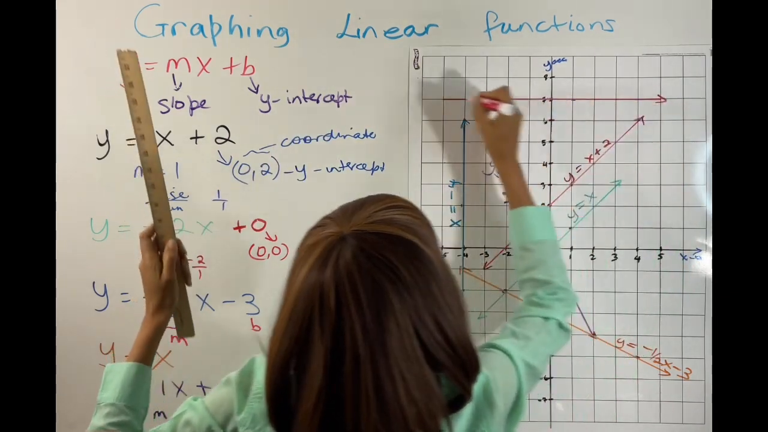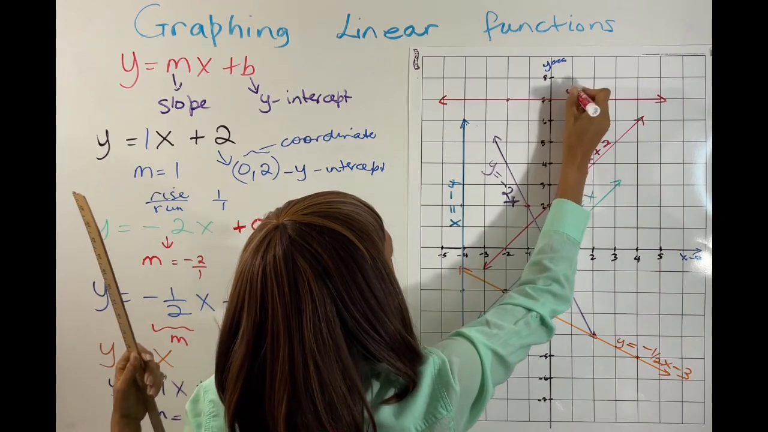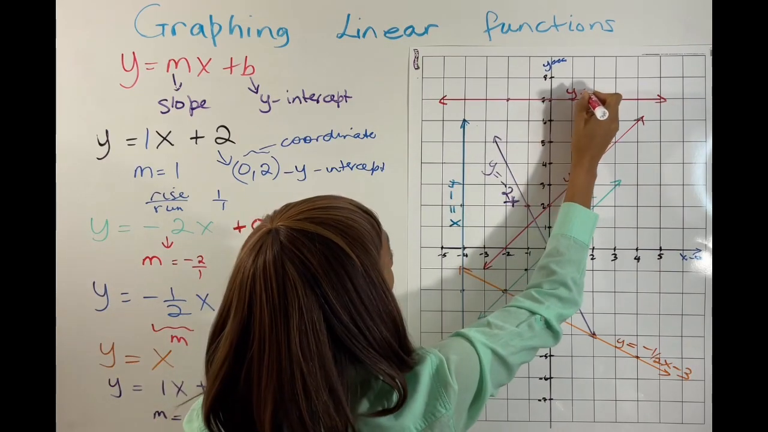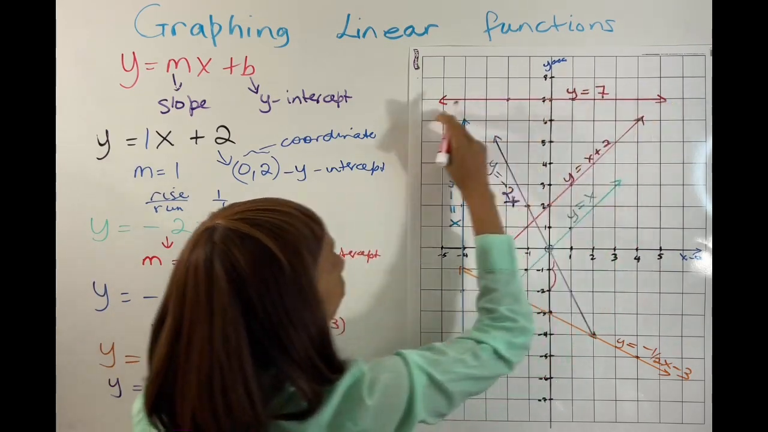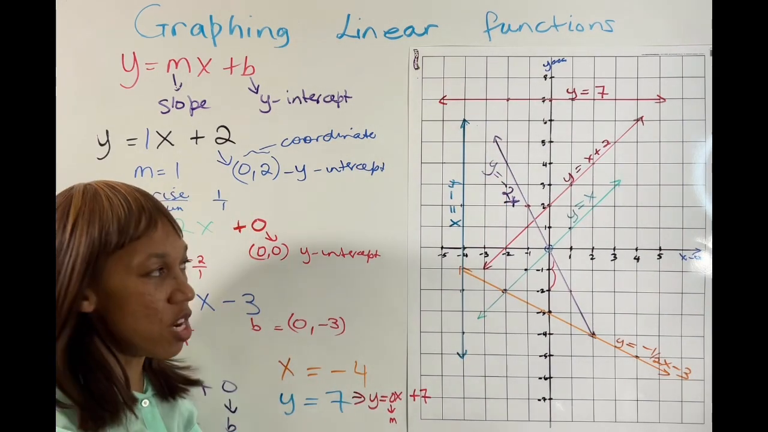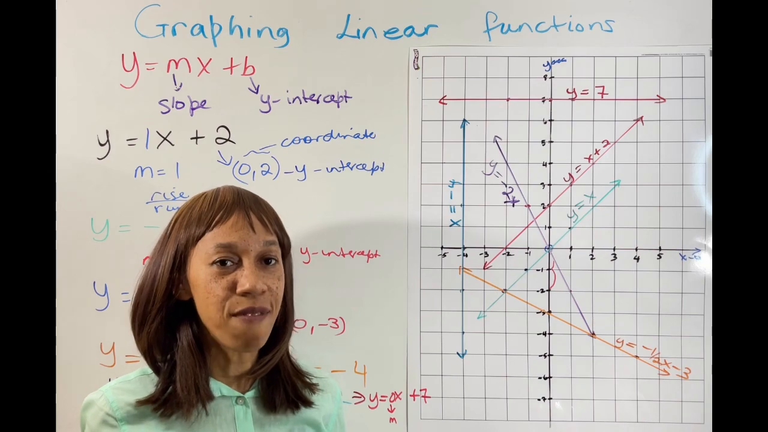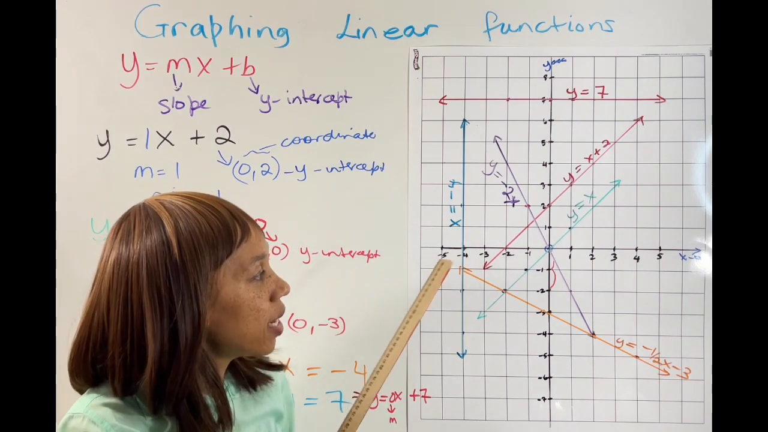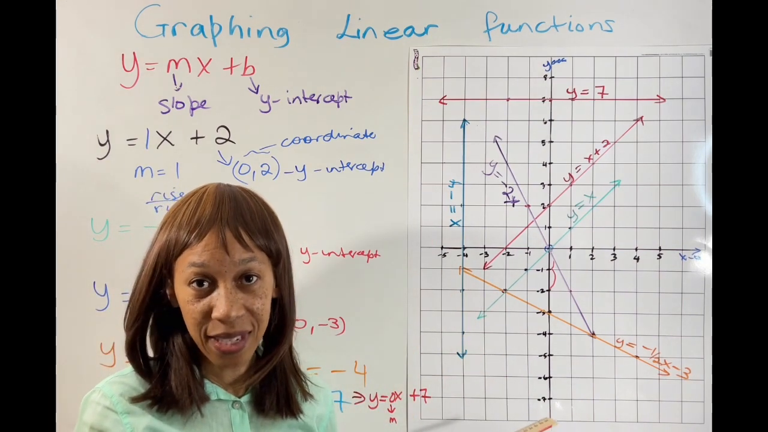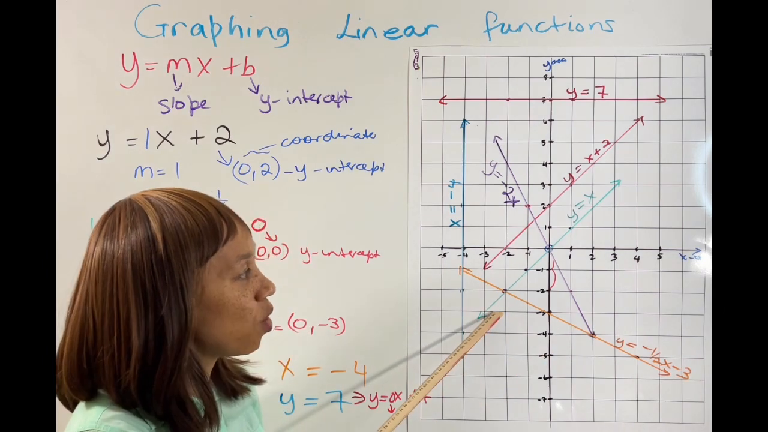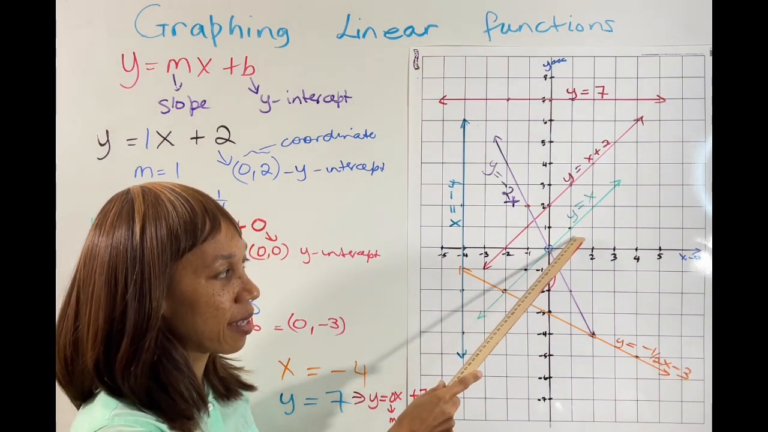You would end up with this. Once again, add your arrows to indicate that the line continues or the graph continues. On this graph paper, you will notice that you have a variety of linear functions taking place. But I want to emphasize y equals x.